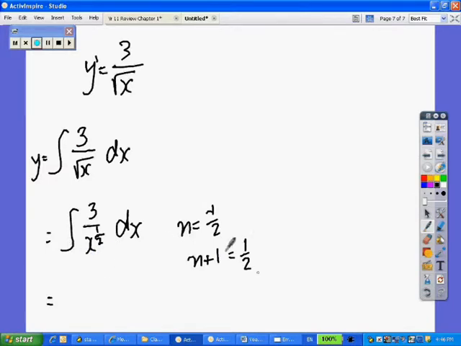Okay, so now we're pretty much set up. Now we can say n is equal to negative 1/2 and n plus 1 is equal to half. So now I can do my things, remembering that I'm going to do, in my general form, ax to the n plus 1 over n plus 1. So what is my n plus 1? It's 1/2.